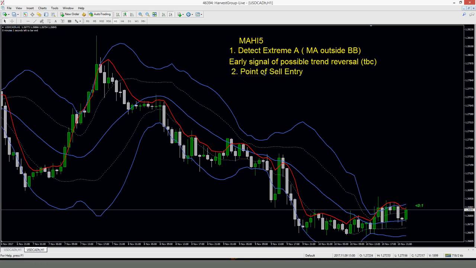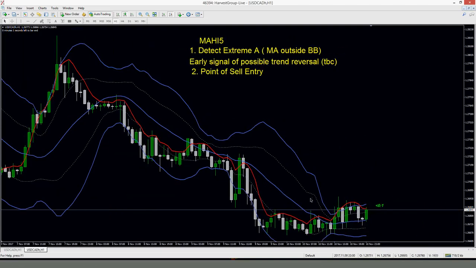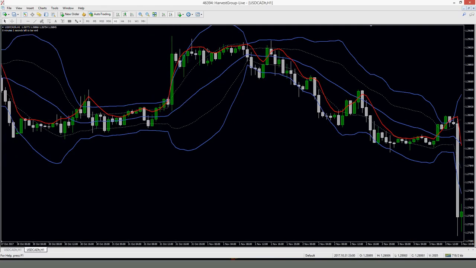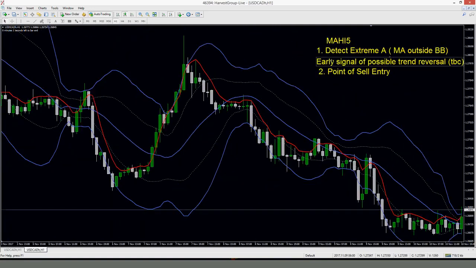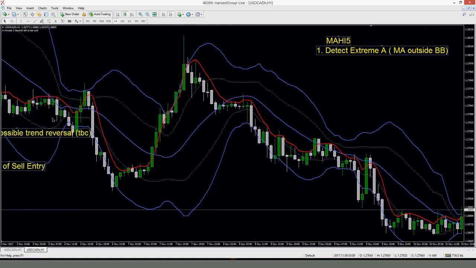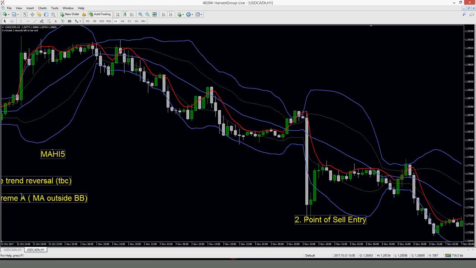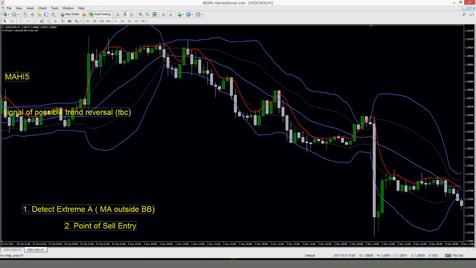So let me scroll over here to find extreme A. Obviously, we can find over here that this is an extreme A. The MA is outside of the Bollinger Band. Let me bring this over here so it'll be a lot easier for me to explain later on, because I'm seeing a better setup over here on the left.